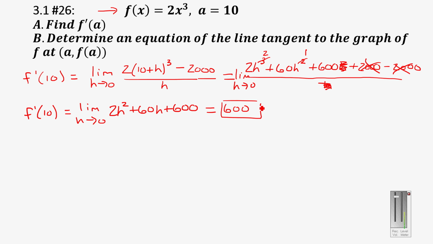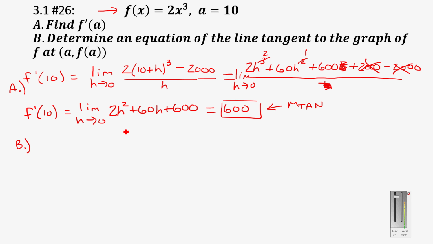So remember what that 600 means. That 600 is really the slope. It's the m of the tangent line. Hence it is the derivative. That's what f prime means, right? So there's part A, all done. And now we got to get on to part B.